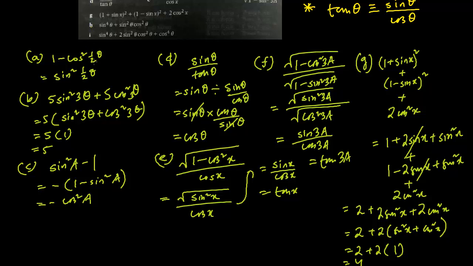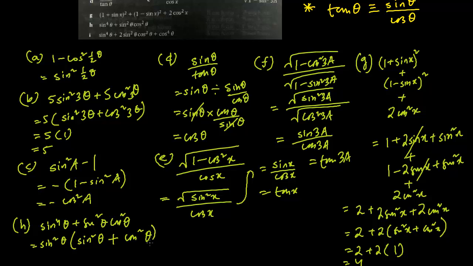The next one is question number H. In H we have sine to the power 4 theta plus sine squared theta cos squared theta. If we take sine squared theta common like some algebraic expression, we get sine squared theta over here because it was sine to the power 4, plus this sine squared goes common, we get cos squared theta. Now we already know sine squared theta plus cos squared theta is 1. So this would be sine squared theta times 1 and the value would be sine squared theta.